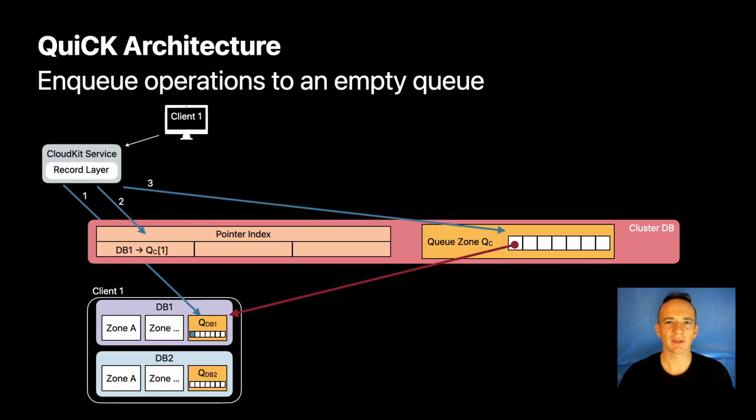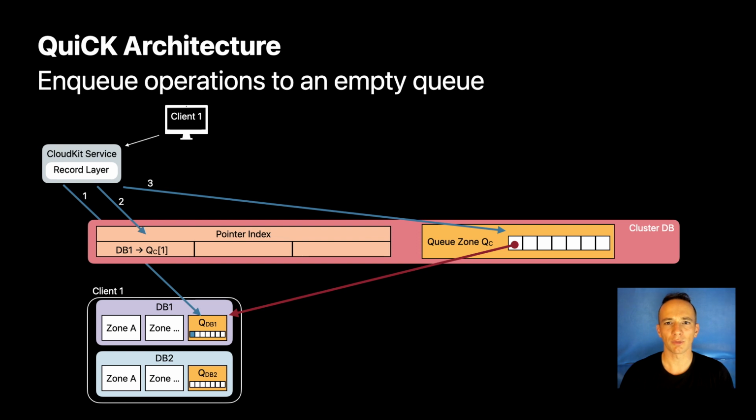When a client enqueues a task, it starts the transaction and enqueues the task to a queue zone that we store in the relevant database, here DB1, right next to the other data of this client. Next, we must ensure that this task can be found by QuiCK. To this end, a pointer must exist from QC to DB1.